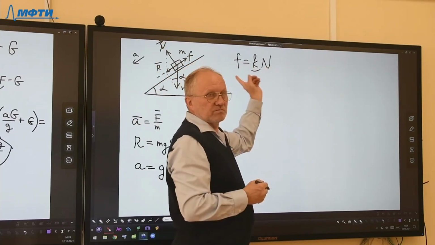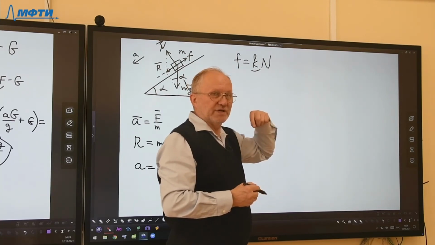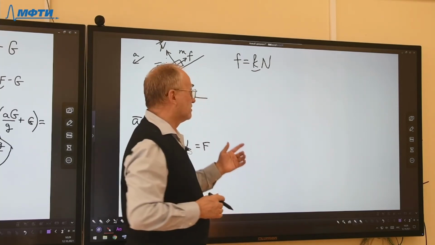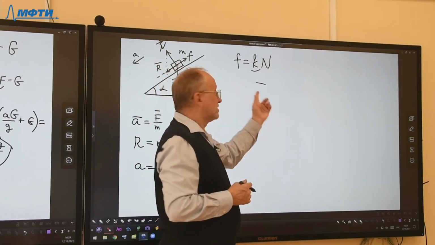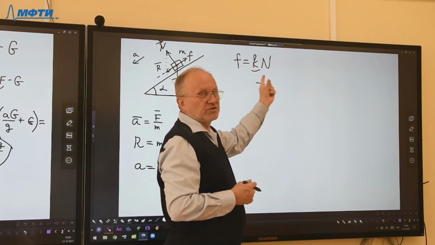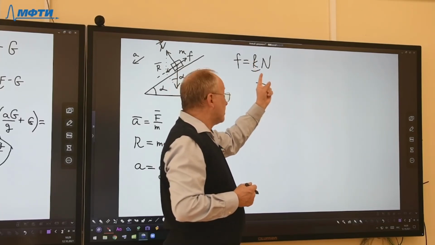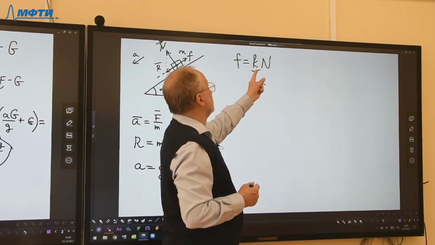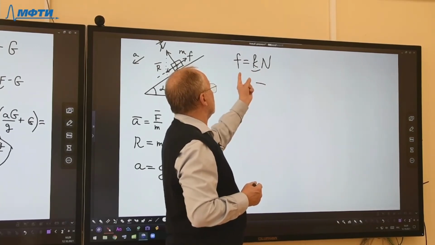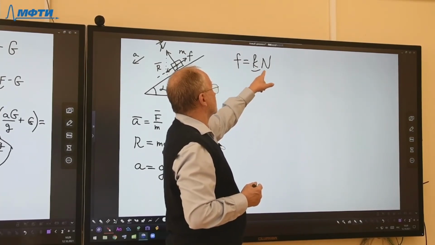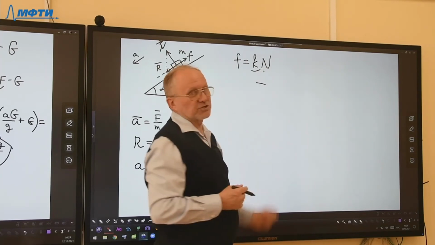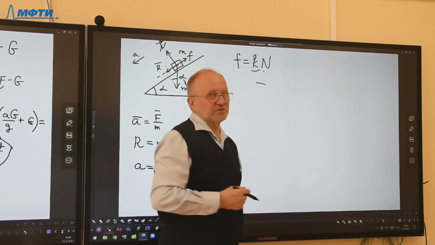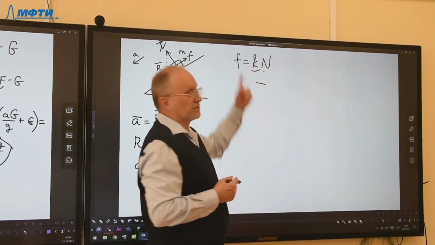Why so? You should always be able to answer this question, why? In any situation, for any formula. Why so? Very simple. This is the definition of the coefficient of friction. This is just the definition. What is coefficient of friction? It's such a coefficient which relates in this way the force of normal interaction between the block and the surface and the force of friction. So, how to answer the question why this formula is correct? Because this is the definition of the coefficient of friction.